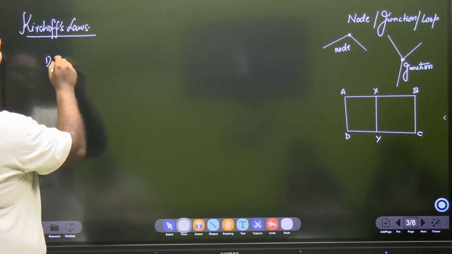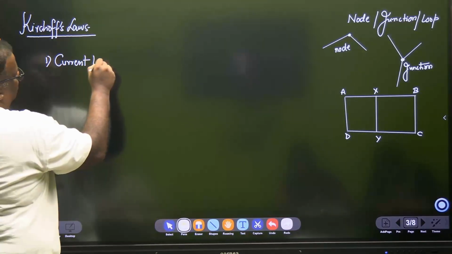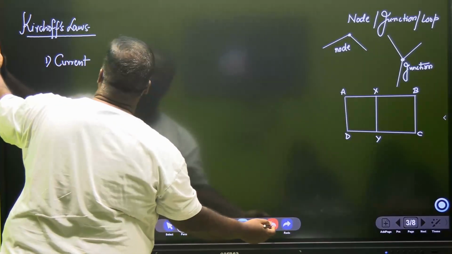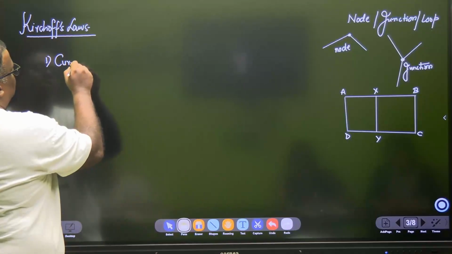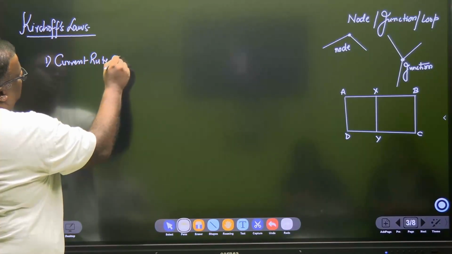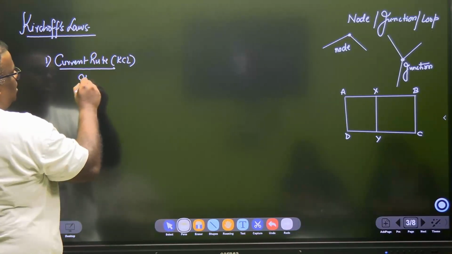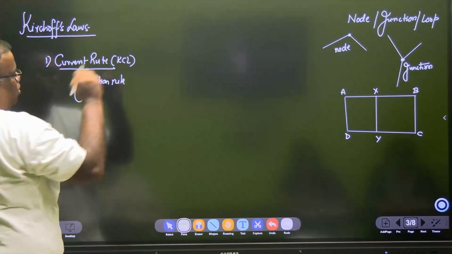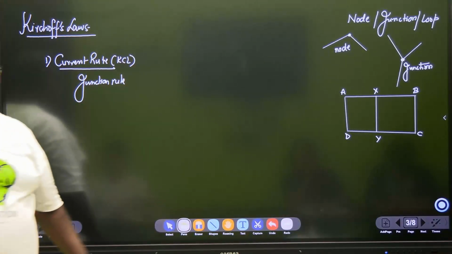The first law is known as the current law, or the current rule. Kirchhoff's laws or Kirchhoff's rules. Many people will call this the KCL, Kirchhoff's current law. The current rule is also known as the junction rule. Okay. Junction rule says what?